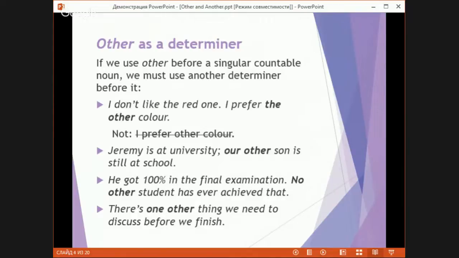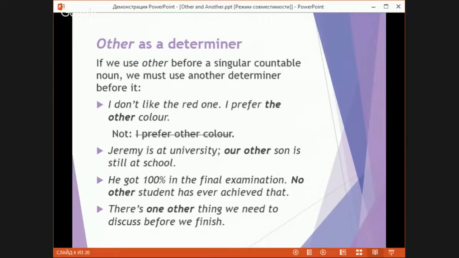One more time, we discussed singular uncountable nouns or plural forms. And now we have countable nouns. When we talk about a countable noun, we have to use other, and before other, we need to use one more determiner. It can be the article the, it can be a pronoun, our, his, her, it can be no, or it can be one. We can see here all these examples.